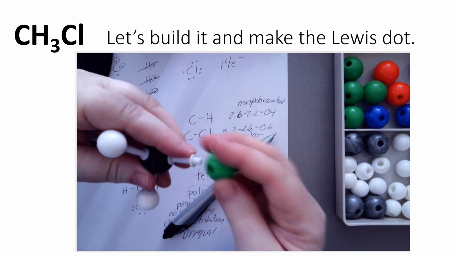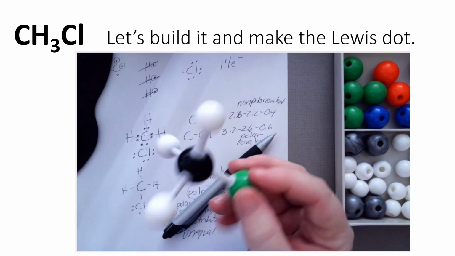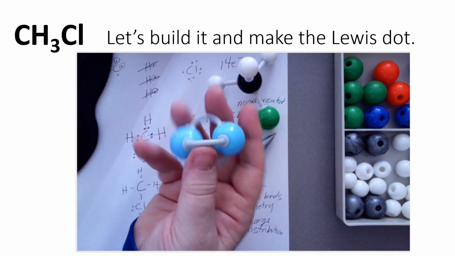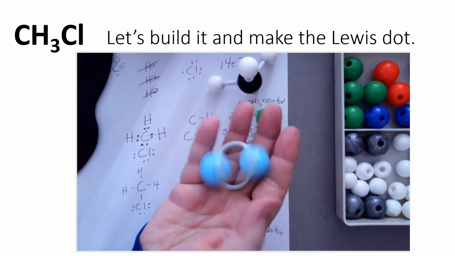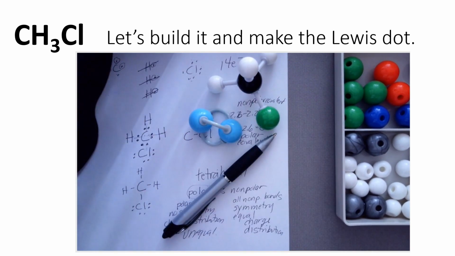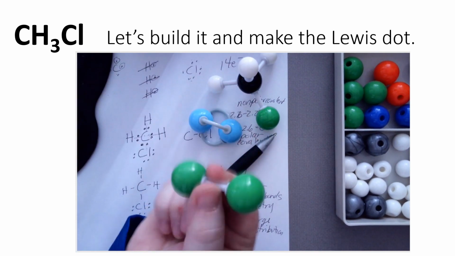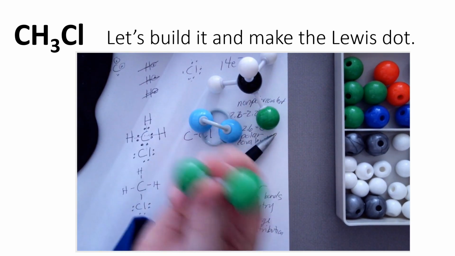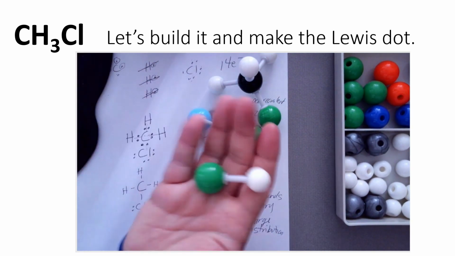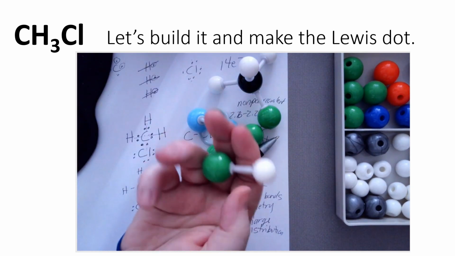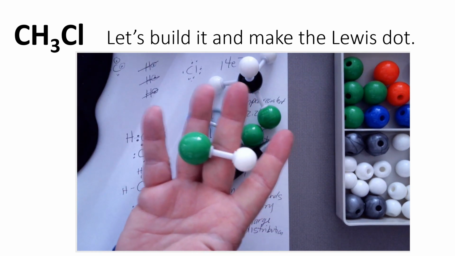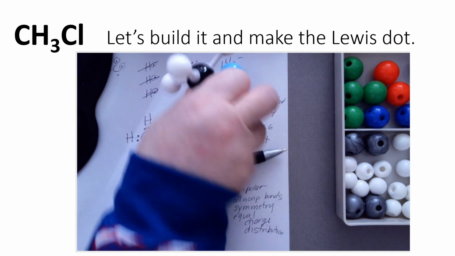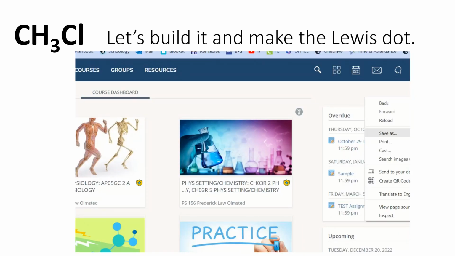But let's keep our example. So this was a polar molecule because it did not have symmetry. This is a nonpolar molecule because it had all nonpolar bonds. It has symmetry. It has equal charge distribution. This molecule was nonpolar because it had a nonpolar bond and also equal charge distribution and symmetry. This one was a polar molecule because it had a polar bond. It has no symmetry and it has unequal charge distribution. Okay, so that's everything that we covered.